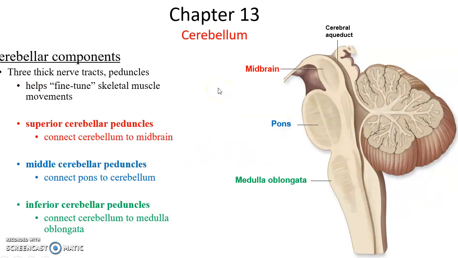The cerebellum is able to connect to the midbrain via the superior cerebellar peduncles, to the pons via the middle cerebellar peduncles, and to the medulla oblongata via the inferior cerebellar peduncles. And again, the function of the cerebellum is to help fine-tune and control skeletal muscle movements.